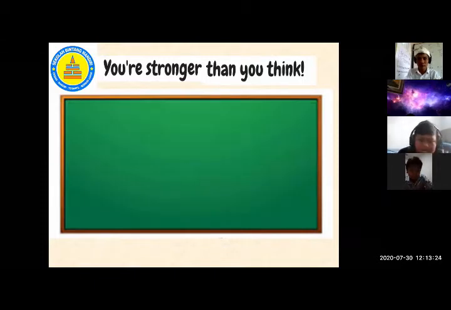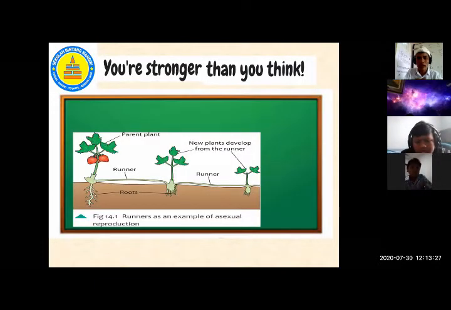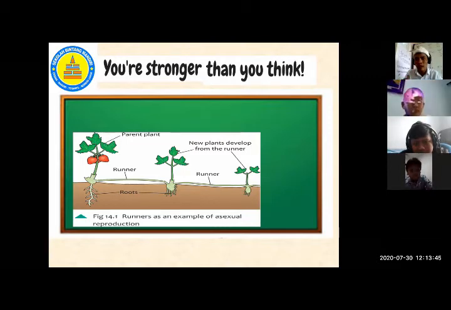If you look at the picture, you see a strawberry plant, okay? You can see the root of the strawberry plant gets longer and then it grows another plant. Dan namanya itu apa? Runner. Okay, ada runner, itu bertambah panjang. And then, when it gets longer, it creates another plant. Itu namanya runner. And is this asexual or sexual? The answer? Asexual. Yes. So that is asexual. The example is a strawberry plant.